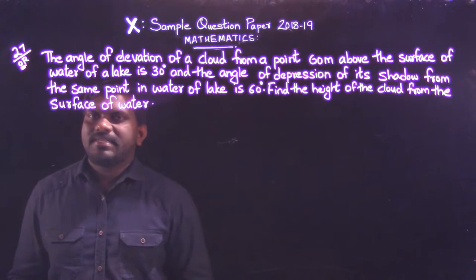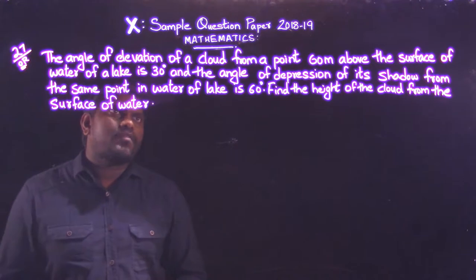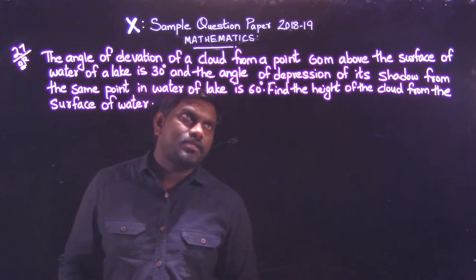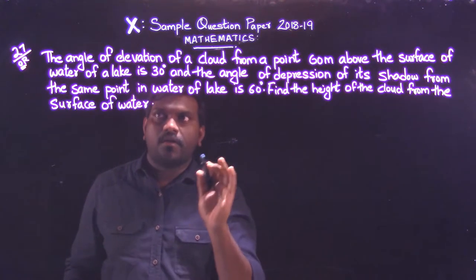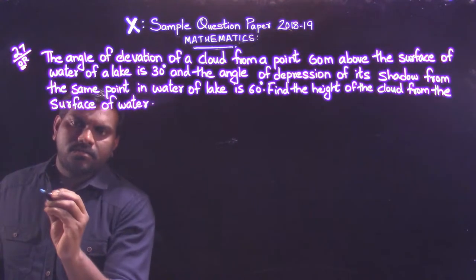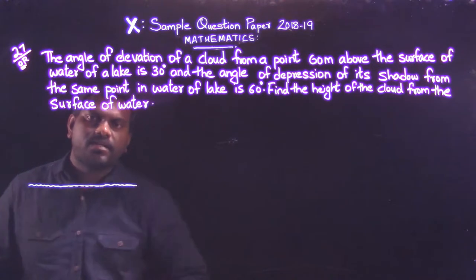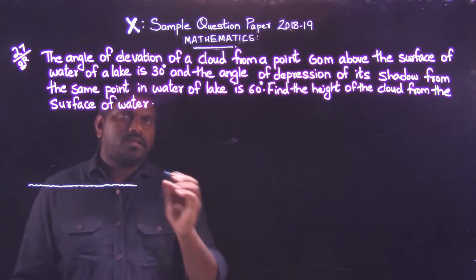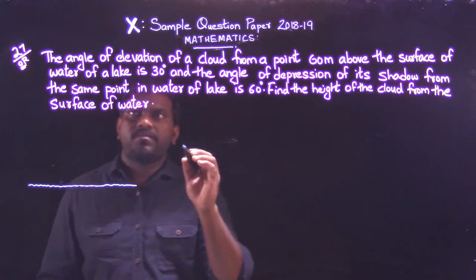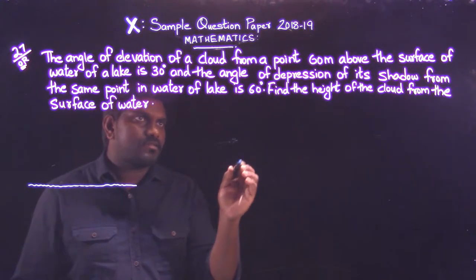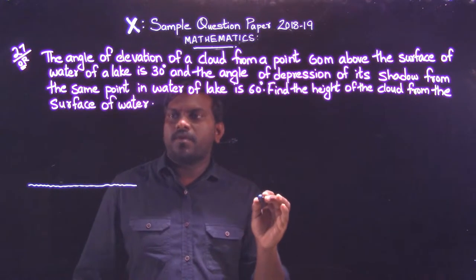Okay, moving on to the next question. The angle of elevation of a cloud from a point 60 meter above the surface of water of a lake. So you have a lake here. And of is 30, and the angle of depression of the shadow from the same point in water of the lake is 60. Find the height of the cloud from the surface of the water.